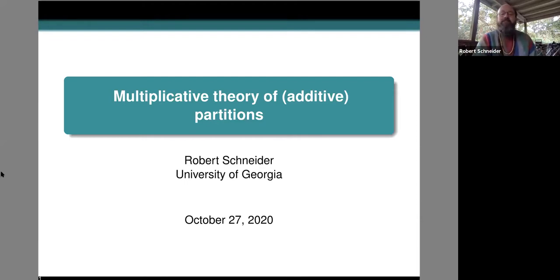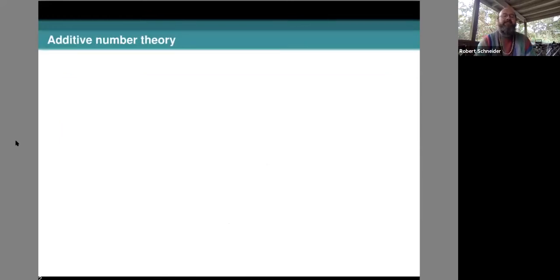Cool. Okay, well, this is a talk about, as I said, I'm preaching a philosophy here. And the philosophy is sort of a unity of number theory. First of all, I want to talk about the two threads of number theory. The principal strains are kind of additive number theory and multiplicative number theory.